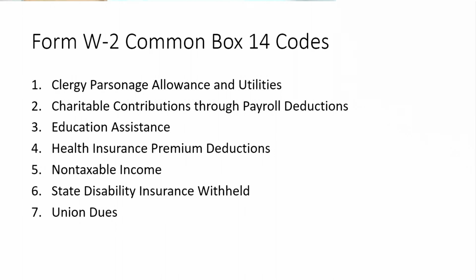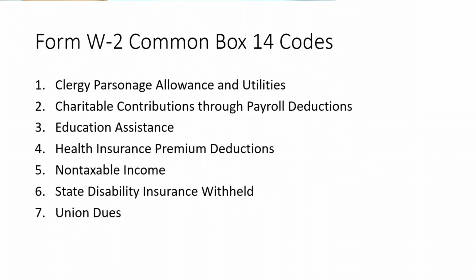Here are some common box 14 codes on your W-2. Number 1 is clergy parsonage allowance and utilities. This is of course applicable to clergy members that are working under a church. Number 2 is charitable contributions through payroll deductions. Now this is money that you're taking out of your paycheck through your employer and you're contributing it to a qualified nonprofit organization. Number 3 is educational assistance. For example, money that you get from your employer to go to college.